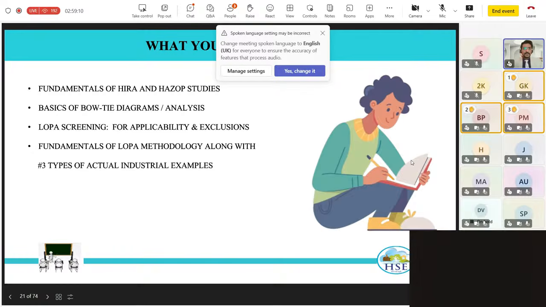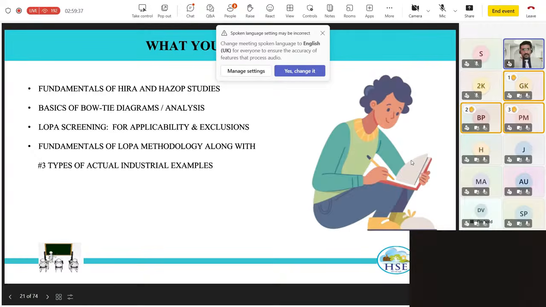Next is fundamentals of LOPA methodology along with three types of actual industrial scenarios. There was an emphasis to have real life industrial scenarios. In fact, the same team with Shalini and others did a LOPA just a couple of months back for Stanlow refinery. So we've taken that as a basis for your better understanding, and we have three examples from that industrial exposure.